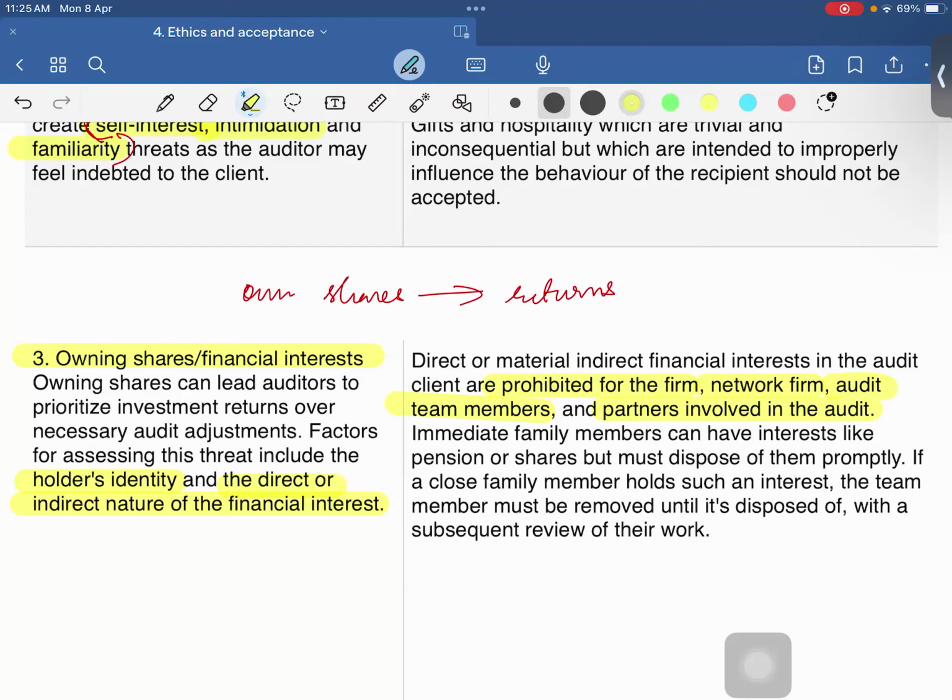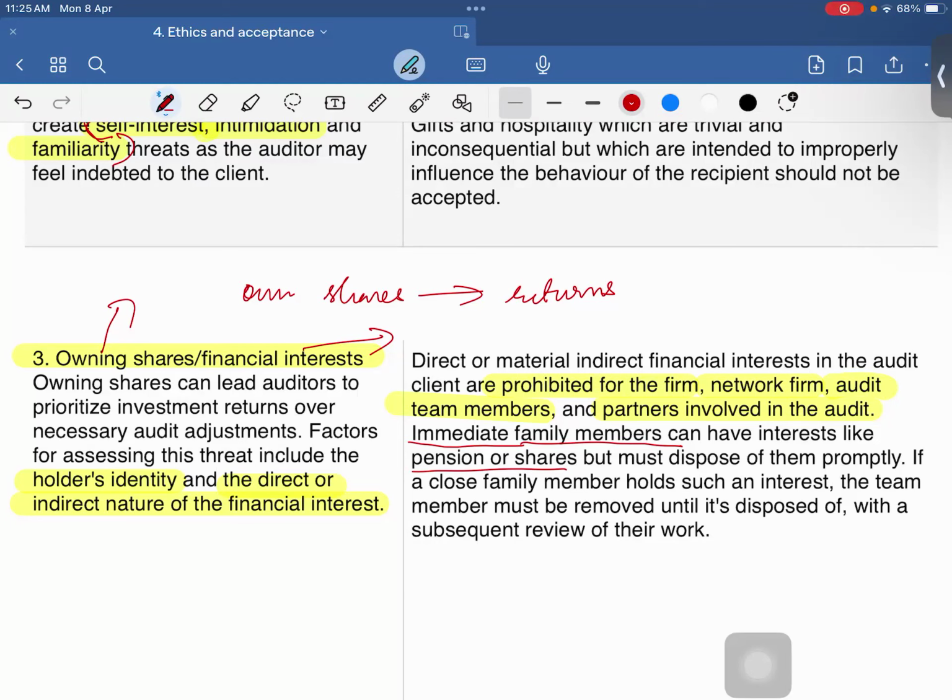Now, another example. You know what owning shares is, right? What do you mean by financial interest? Suppose your immediate family member owns a share in that company. That would create a financial interest to you, because your son is owning shares, or your daughter, or your wife is owning shares. Or your wife would get a pension from that particular company.